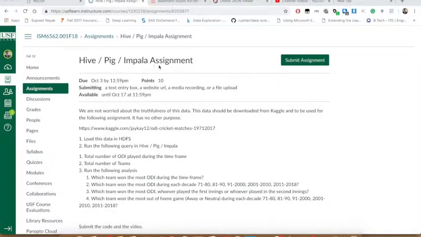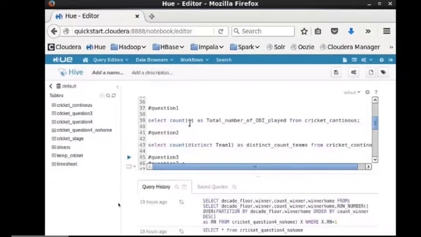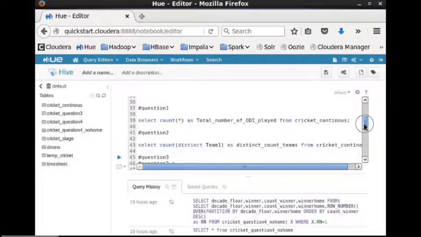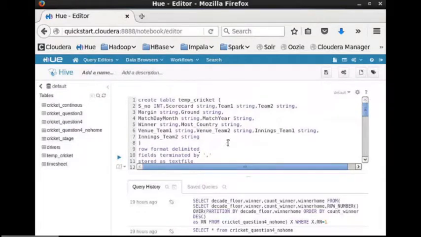For the Hive, Pig, or Impala assignment, we have a Kaggle dataset with ODI cricket matches, and we have to load it in HDFS and use either Hive, Pig, or Impala to answer the following questions. For that, I have used Hive. To begin with, I loaded the dataset into HDFS.